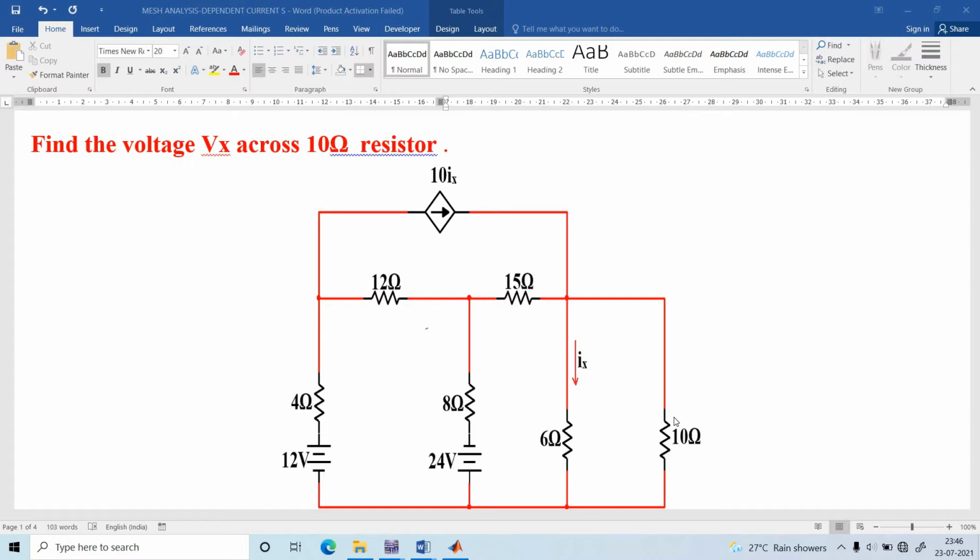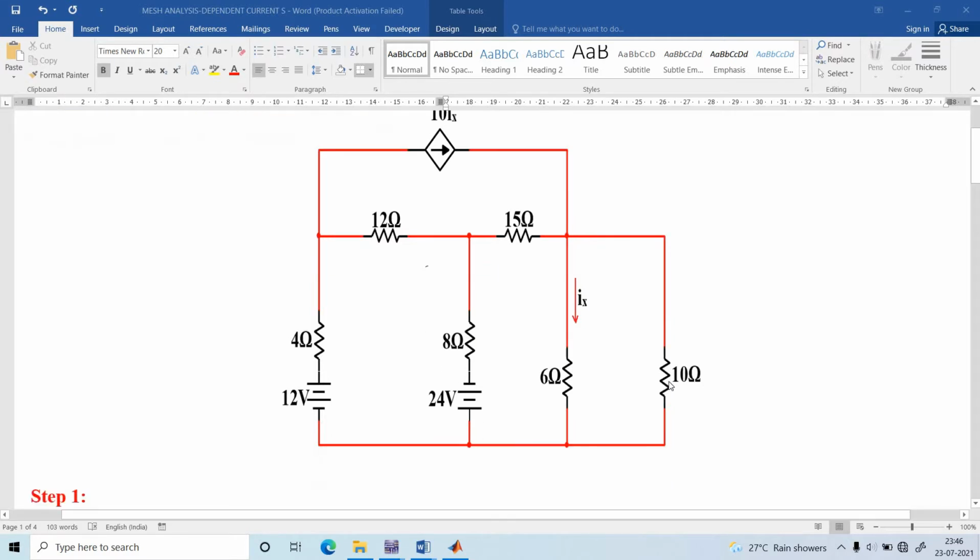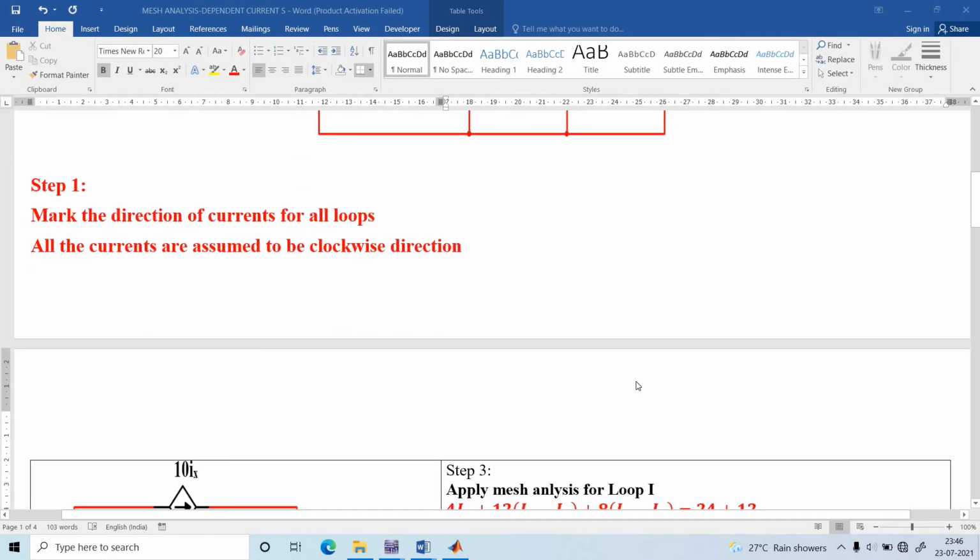To find the voltage Vx across the 10 ohm resistor, we should know the current flowing through the 10 ohm resistor. To calculate it, I am going to apply mesh analysis. What are the steps needed to solve the problem using mesh analysis? What is step number 1? Mark the direction of currents for all loops. All the currents are assumed to be in the clockwise direction.